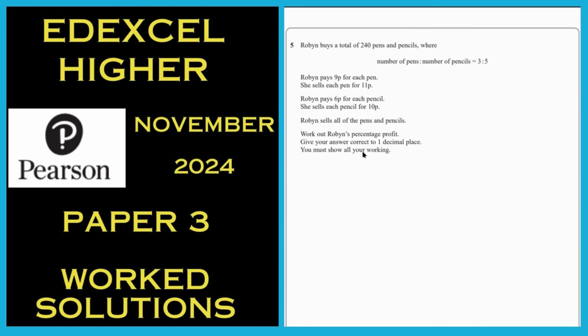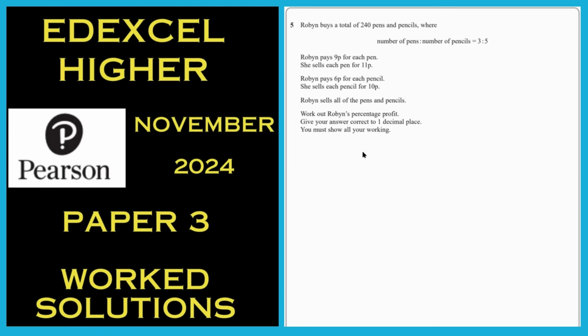Number 5, we've got Robin. Now I've done this quite more extensively on the foundation paper because this was towards the end of the foundation paper. Feel free to go and watch that one for a slightly more in-depth explanation. I take a bit more time over there. Here, I'll just do the quick one.